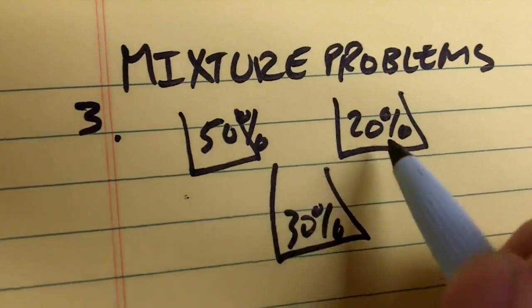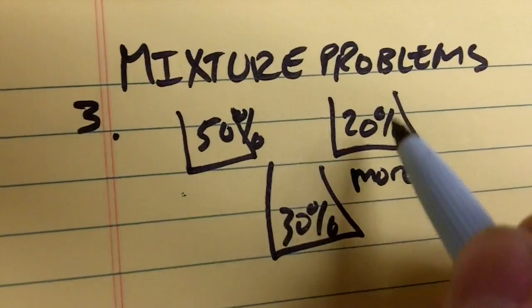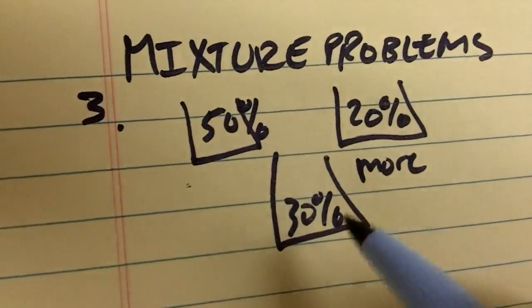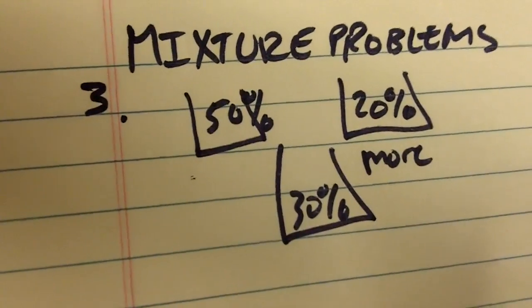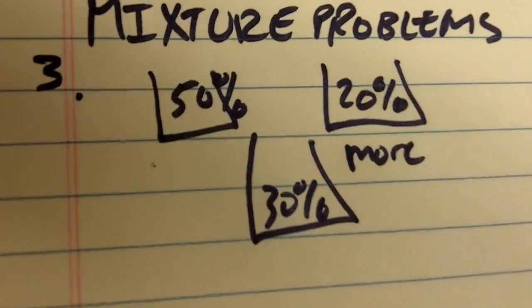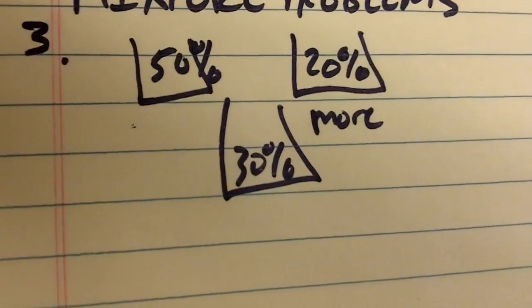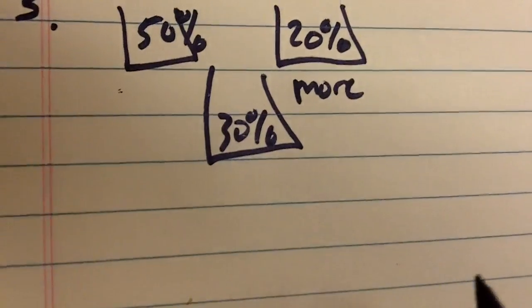Which one would I need more of? I think I'm going to need more of this guy. I should need more of the 20% since 30 is closer to 20. We're going to go ahead and solve this problem. We're going to use the table. I'm going to set up the table just like the table in the book. And we're going to start this thing.